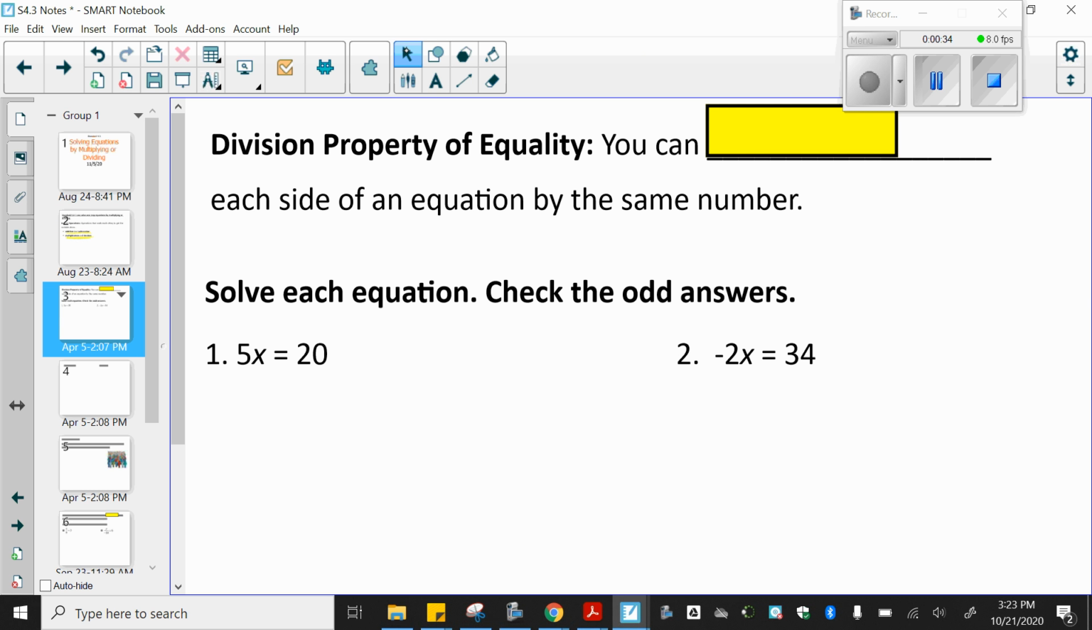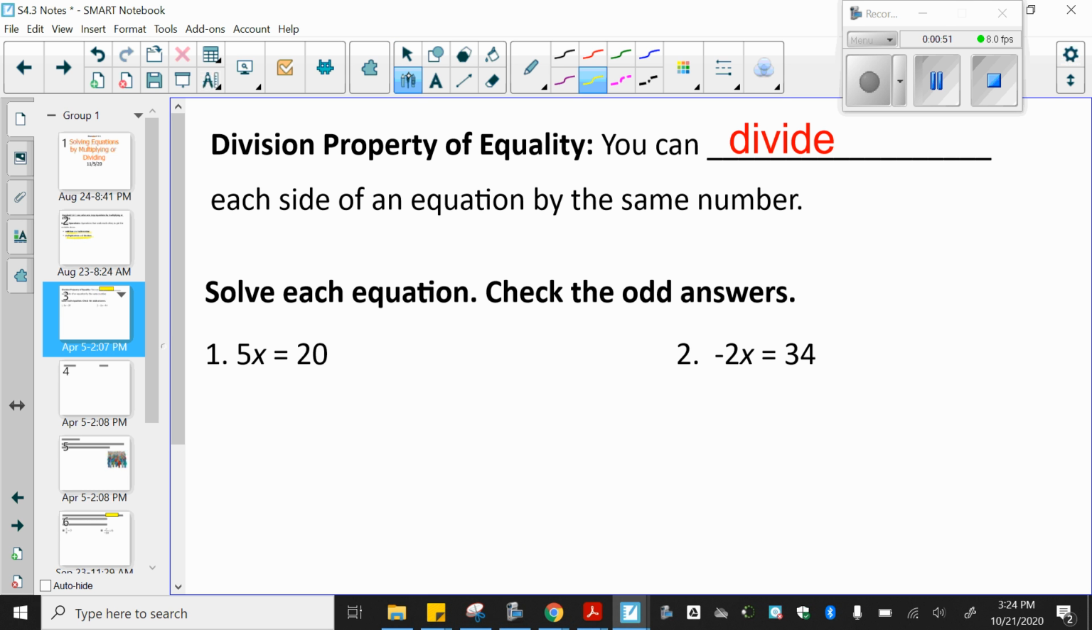The division property of equality says that you can divide each side of an equation by the same number. Solve each equation. Check the odd answers. So, first off, we need to read this problem. Question 1 is 5 times x equals 20. We want to know what x is. So to do that, we want to undo what's happening to the x. We're going to do the opposite operation. The opposite of 5 times something is to divide by 5.